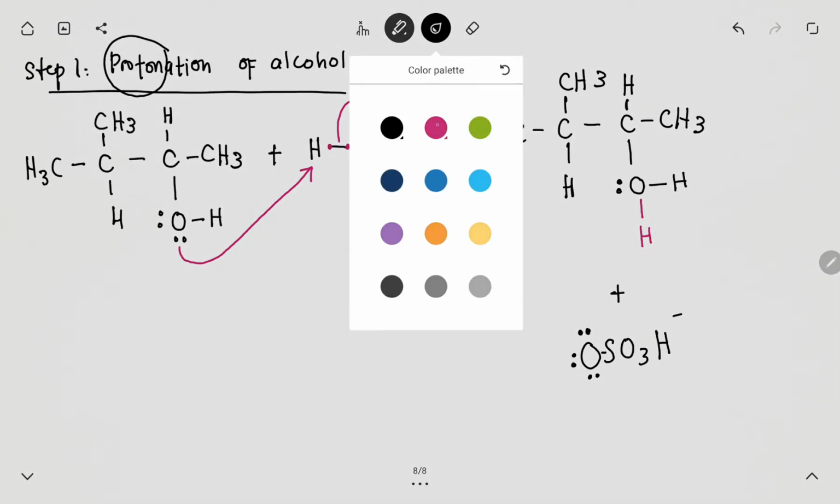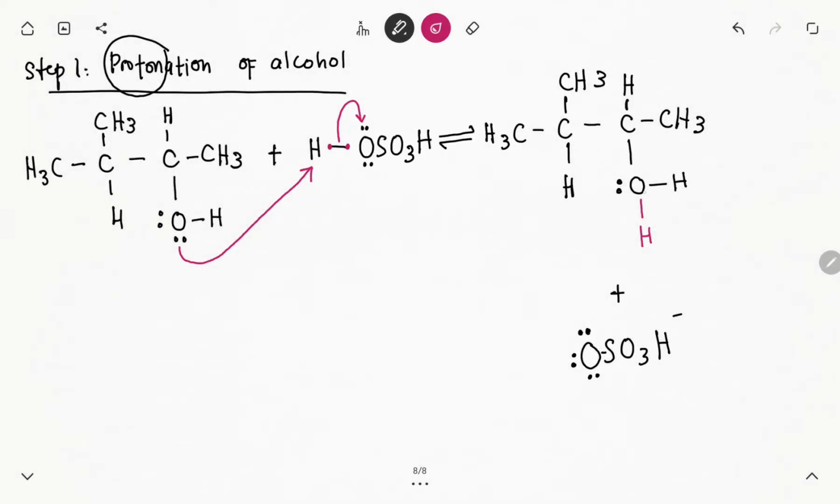And we need to trace here, after the proton is added, this oxygen will become less of electron, and we calculate the formal charge here: 6 minus 5, so it will become positive. So when the proton is added to the oxygen, the reaction here is a fast reaction.